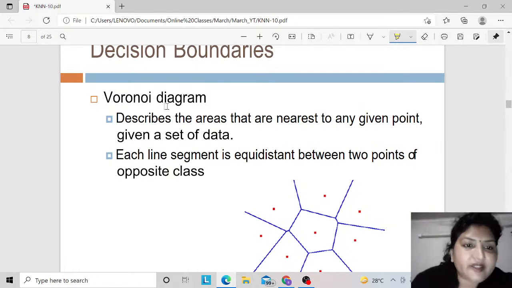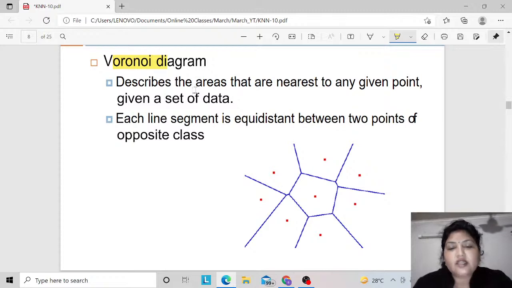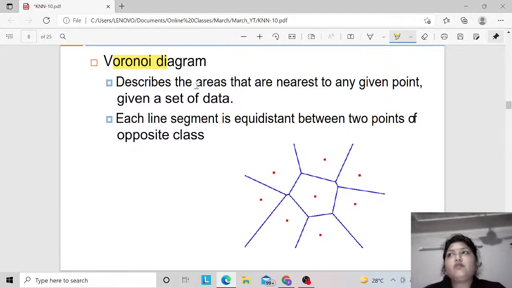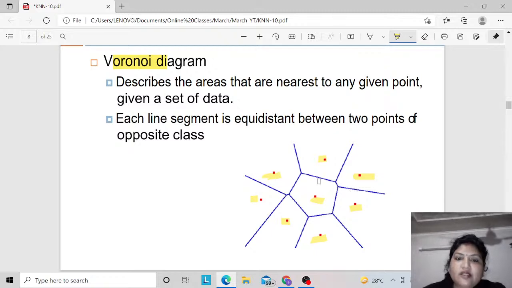There are different algorithms for finding the distance. So Voronoi diagram would be like this, it describes the areas that are nearest to any given point, right? Given a set of data, each line segment is equidistant between 2 points of opposite classes. Okay, so over here we have different data points, which are like this. So here what we have seen describes the areas that are nearest to any given point. We take any data point and then we find the nearest data point from the set of data points.